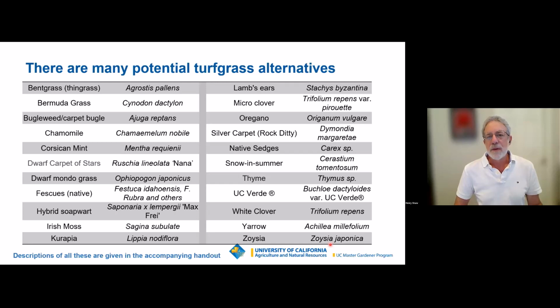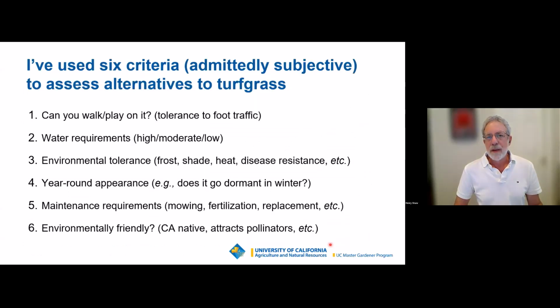But to winnow this down, I've used 6 criteria, which are admittedly somewhat subjective, but they're sort of the things that we think of when we think about a lawn. That is, can you walk on it? How tolerant is it to foot traffic? Can you play on it? How much water does it require? And that's obviously important these days in California.